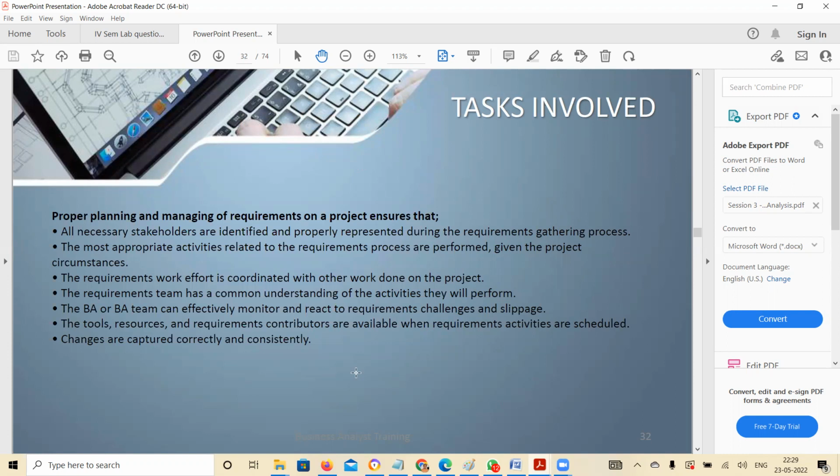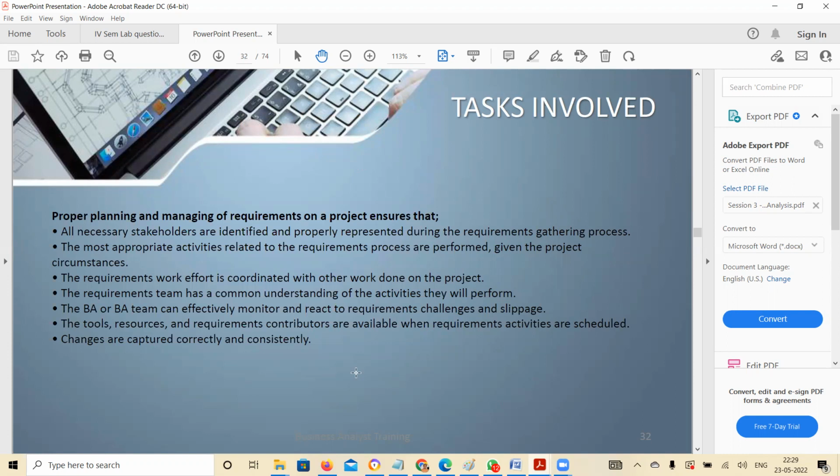Elicitation is about getting the requirements from your stakeholders. Before you start taking the stakeholders' requirements, we talk about the planning stage. We discussed planning, right? The planning stage is how you plan to get the requirements from your stakeholders. And these are the steps.